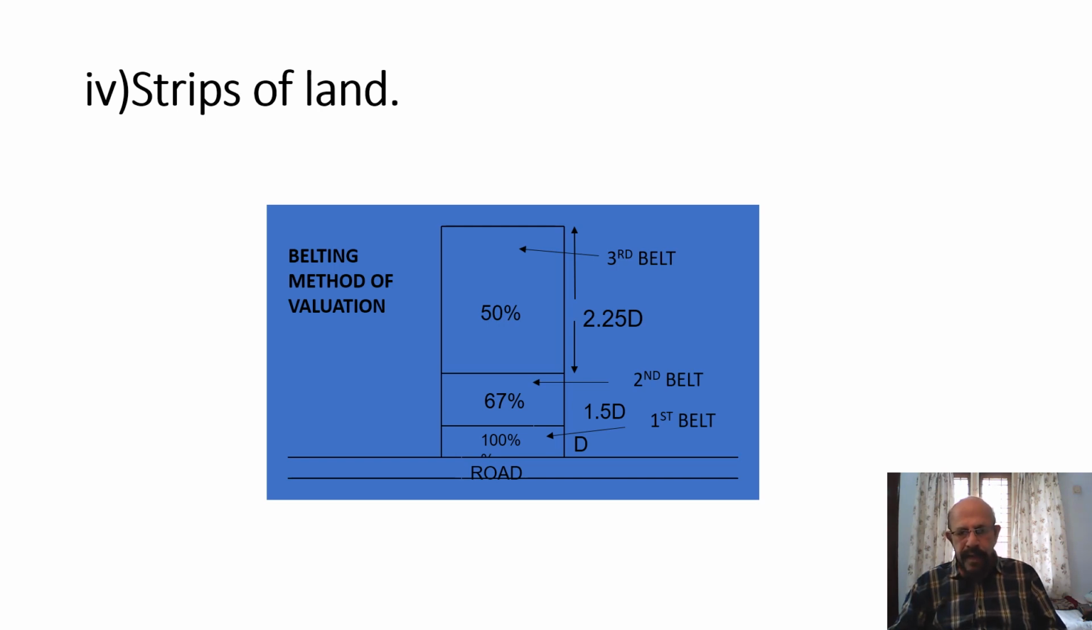Then the land behind this first belt, which is the second belt, is 1.5 D depth. This will fetch only 67% of the market value as per the valuation principles. Then the third belt, that is 2.25 D, will fetch only 50% of the market value.